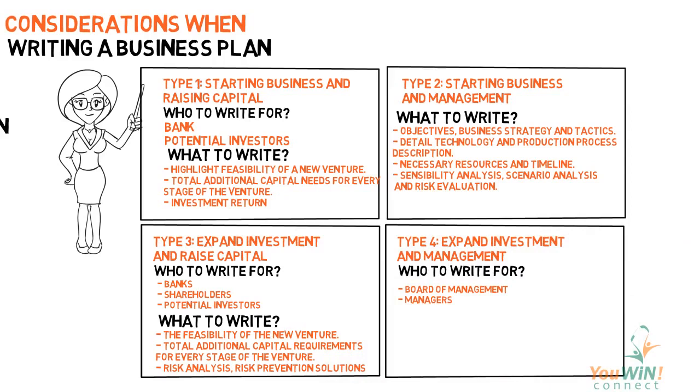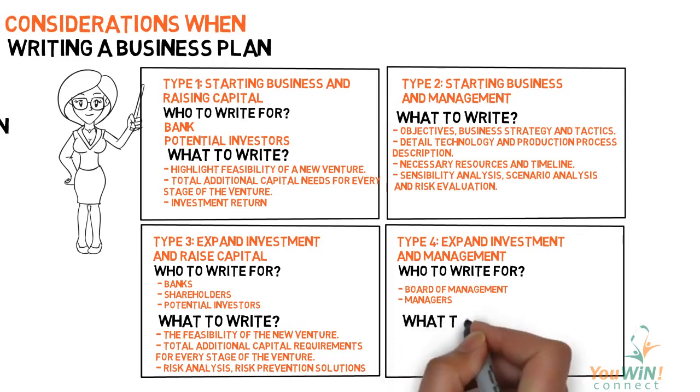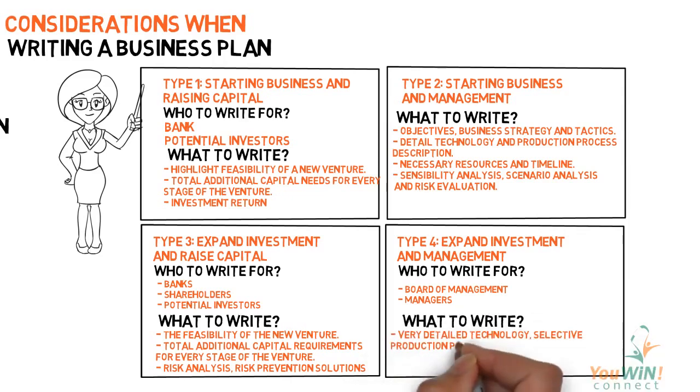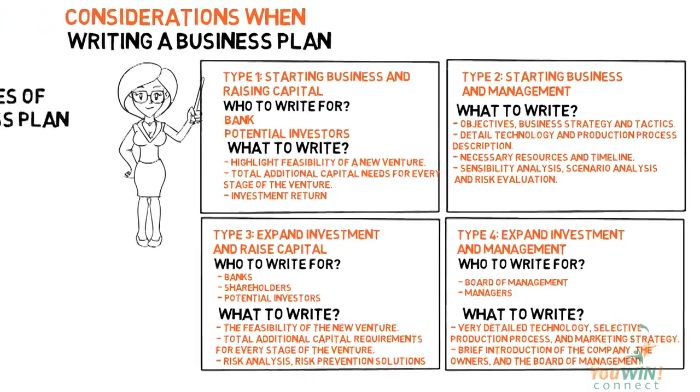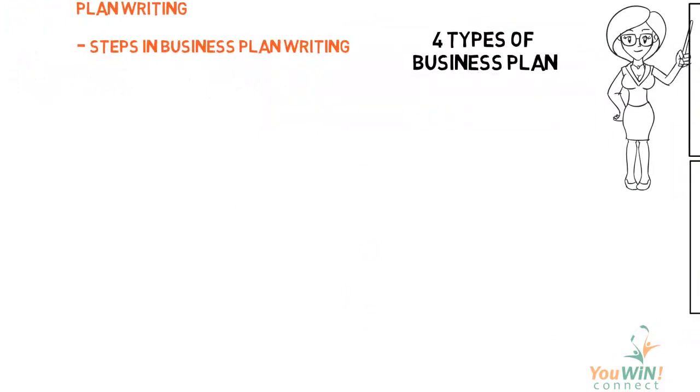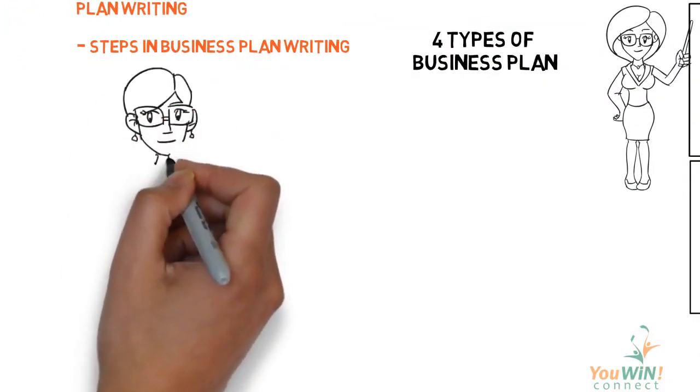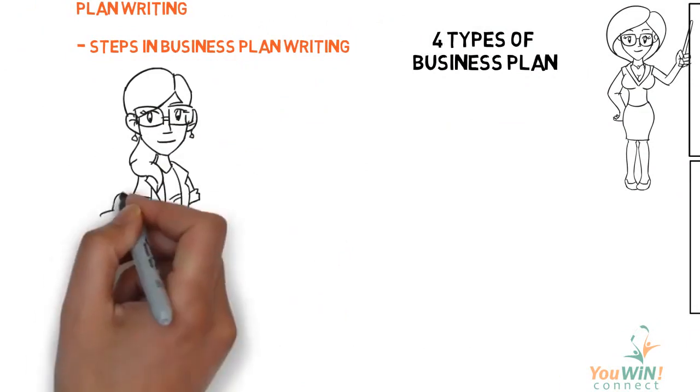The content is the same as type 3, but it's a lot more specific, concentrating on main issues like current difficulties of the company and the solutions to them. A business plan should help venture managers anticipate difficulties or risks which they will meet and make right and on-time decisions in implementing the process. This plan should show very detailed technology, selective production process, and the marketing strategy.